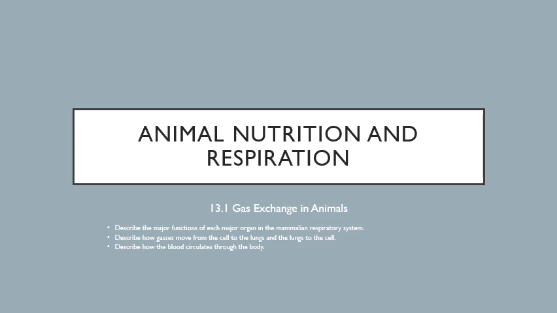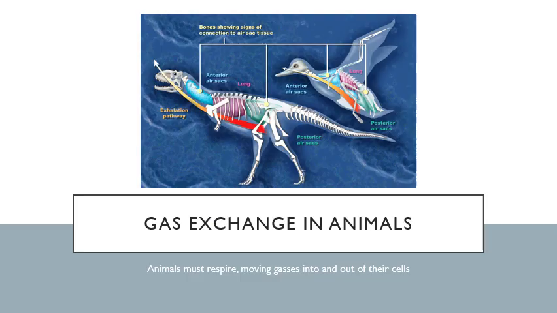The goal of this part of the course is to get through the major systems of the body, and there are a bunch of them. We're probably not getting through all of them, so I just picked my favorites. And this is one of my favorites, gas exchange. We need to get gases into our body. We need to get gases out of our body.